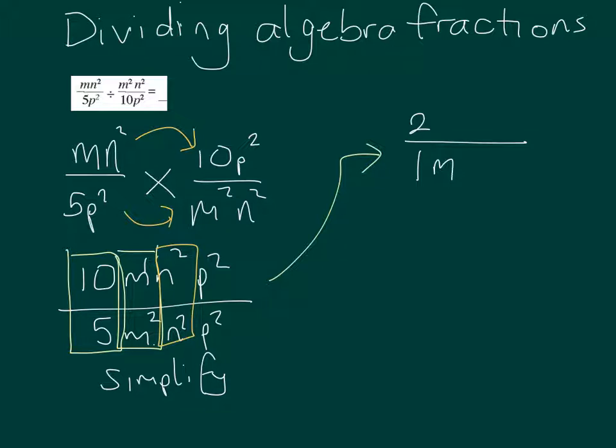And it's the same with the p's. Okay? P squared divided by p squared is nothing. So your answer, therefore, is 2/1m. Or, if we want to shorten it, 2/m, because we don't need the 1. And that would be your answer.